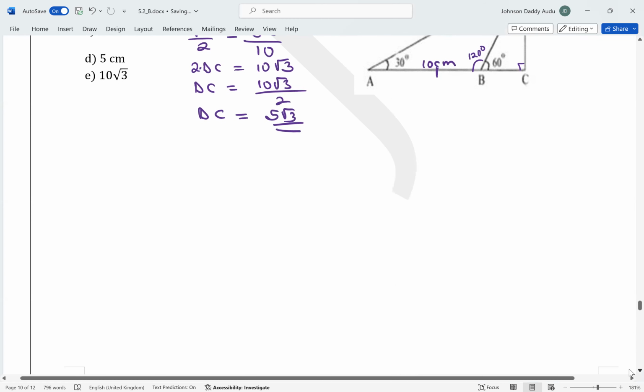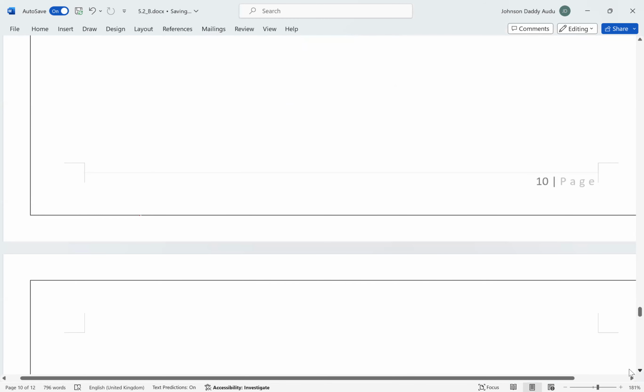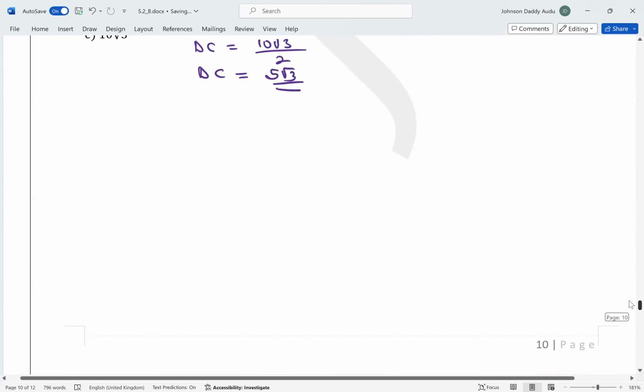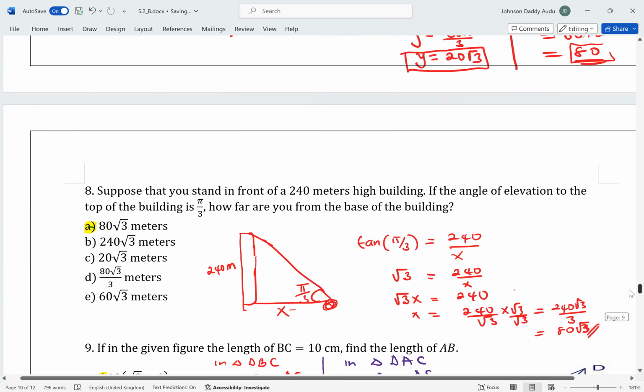And I think that is the end for this exercise. Yes. All right. These are recitation problems. Okay, so if you find this interesting, you can share with your friends.